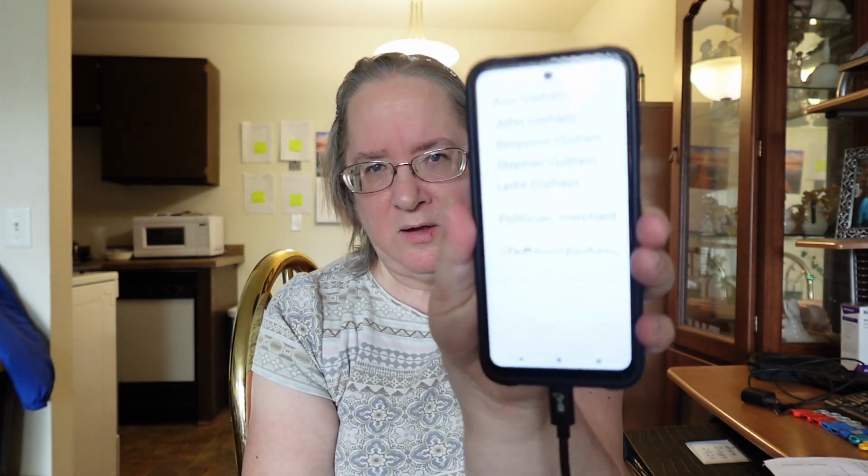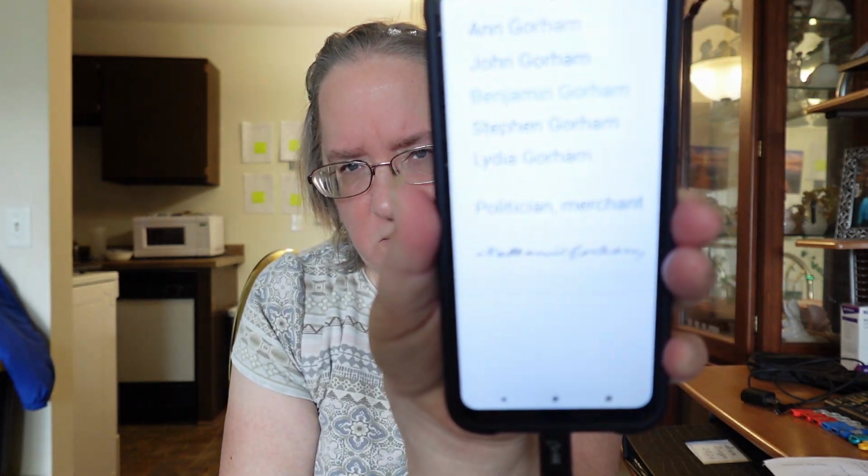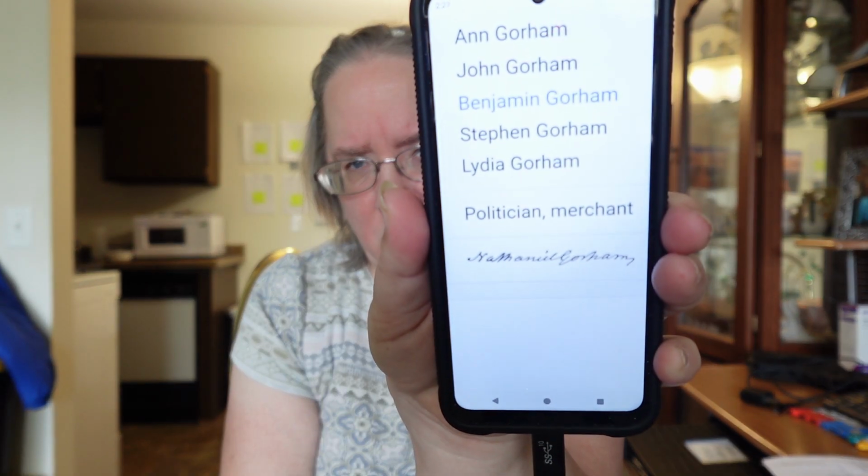So Collinsworth, that's an interesting name. Is that like a British name? I wonder. His profession was a politician and a merchant. And his signature is kind of hard to make out a little bit. You got to really look at it very hard to see that it says Nathaniel Gorham. So he was in office from June 6th, 1786 through February 2nd of 1787.